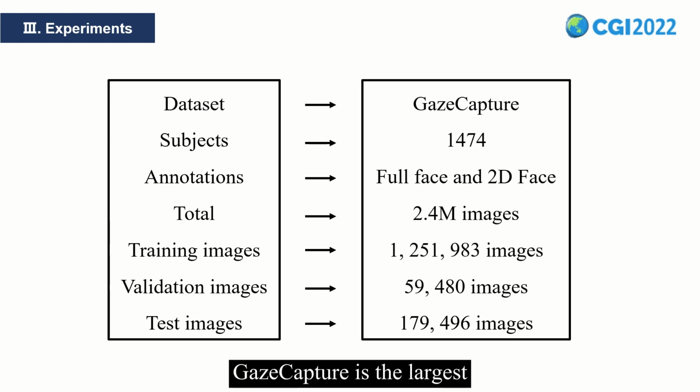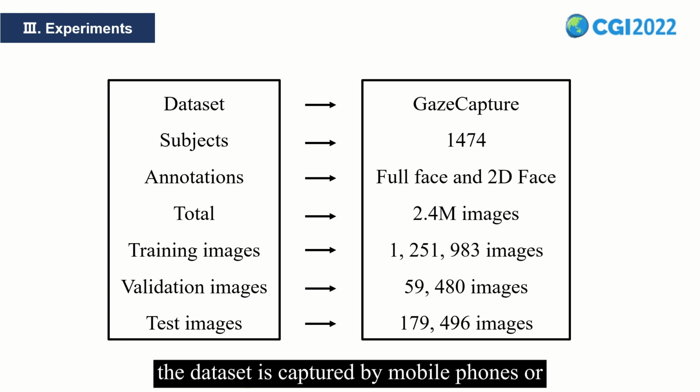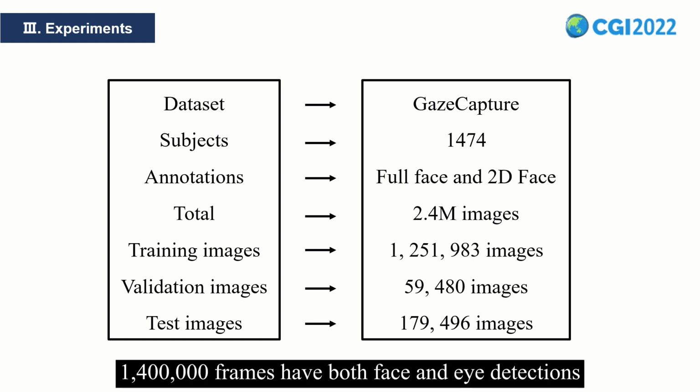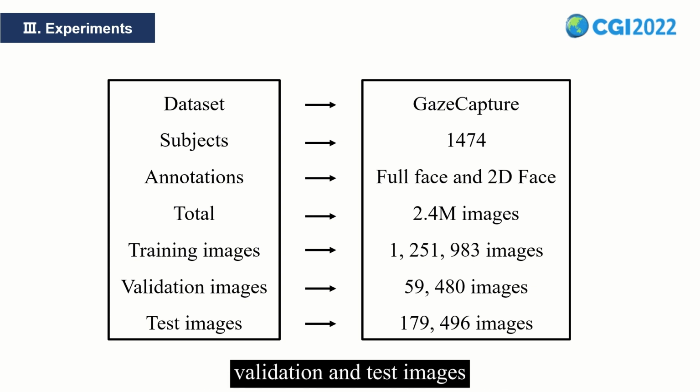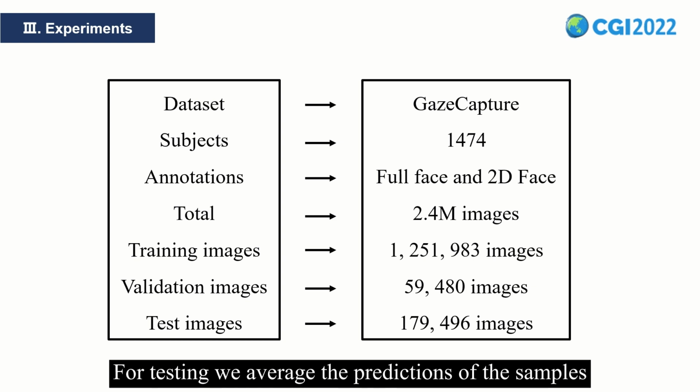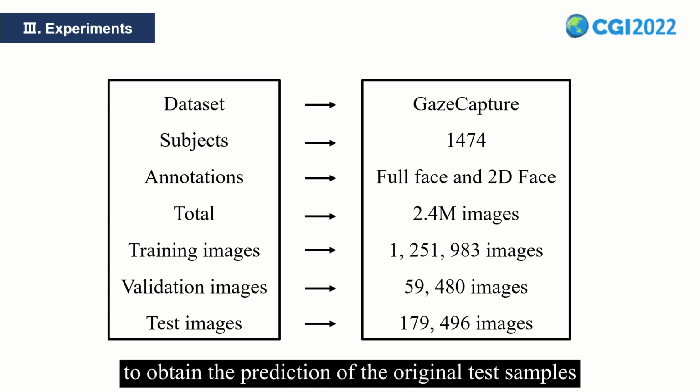GazeCapture is the largest 2D gaze dataset with more than 2 million images from more than 1,400 subjects. The dataset is captured by mobile phones or tablets in different orientations. More than 1,400,000 frames have both face and eye detections, which are further divided into training, validation, and test images. For training, each of the samples is treated independently. For testing, we average the predictions of the samples to obtain the prediction on the original test samples.